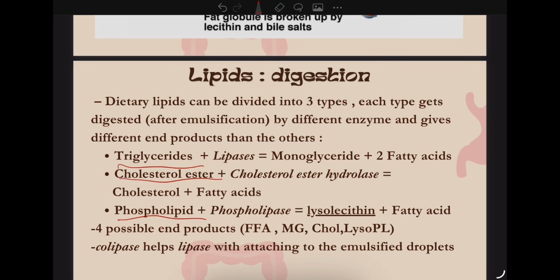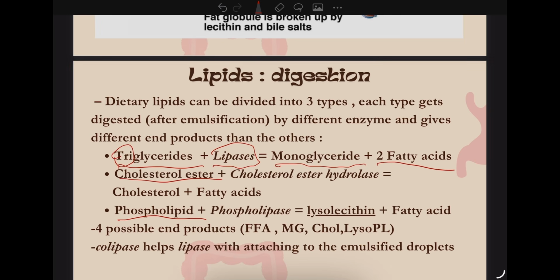For triglycerides, they will be worked on by lipases. Very easy, the lipase that we know. Why do I say lipases? Because we have lingual lipase, gastric lipase, and pancreatic lipase. The main one is pancreatic, okay? And it turns it into monoglyceride and 2 fatty acids. Wasn't it 3? So now we have mono 1 and 2 fatty acids, 3 fatty acids.